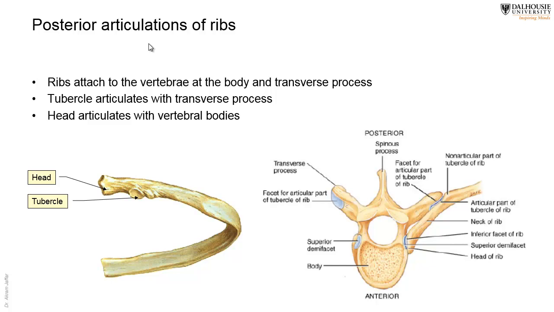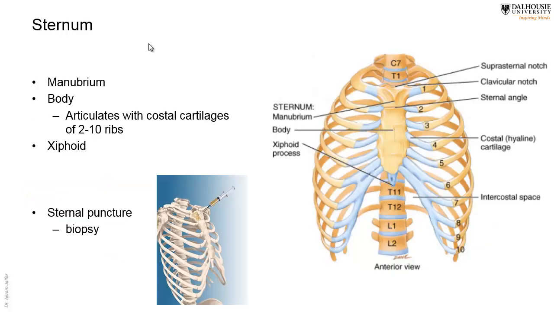These articulations allow the movement of the ribs during respiration. When we inspire, the ribs are elevated, and during expiration they are depressed, and so they need joints to move around. And so it is here, the joint between the tubercle and transverse process, and the joint between the head of the rib and the body of the vertebra. The last bone here is the sternum, and it is part of the axial skeleton. It is part of the skeleton of the thorax.